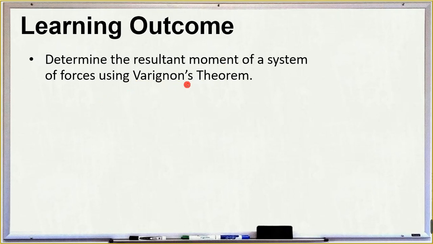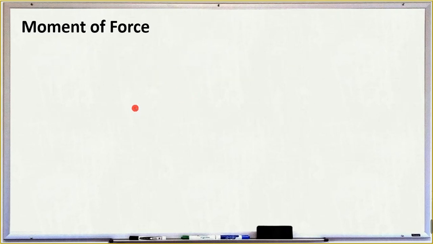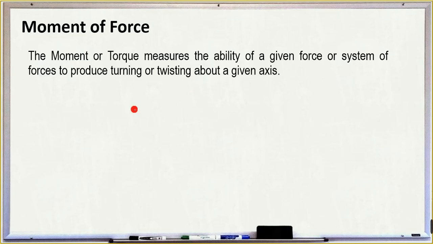So, we will get to know what this theorem is and its role in solving the resultant moment. Now, moment of a force. So the moment or torque, they are related, measures the ability of a given force or system of forces to produce turning or twisting about a given axis. So, if we have an axis, then we have a force with a given perpendicular distance to its line of action.